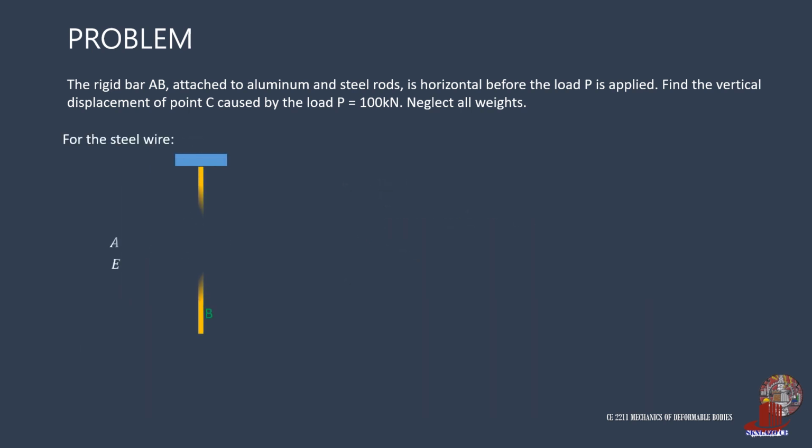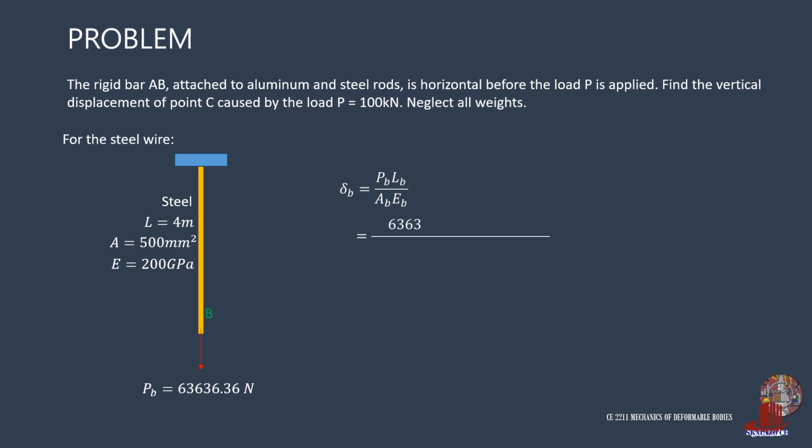Do the same with the steel wire at point B. The wire is pulled by a force magnitude of 63,636.36 newtons. Using the same deformation equation, the elongation at B is 63,636.36 newtons times 4,000 millimeters all over 500 square mm times 200 GPa times 1000 conversion factor. The equation results to 2.55 millimeters.